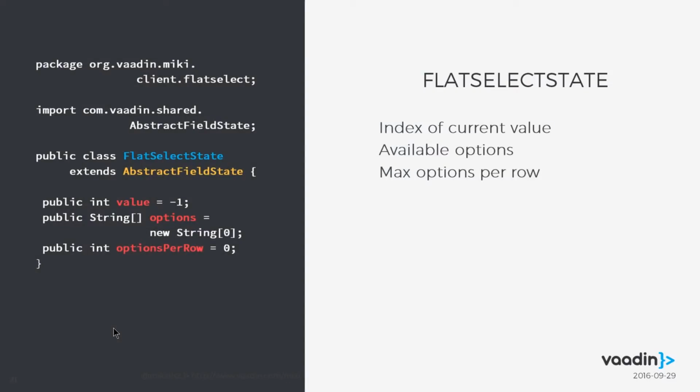So this is how our component's state will look like. We need to store basically three things for the client side to render properly. We need to have an index of a current value, so which of the current values is selected. If it's -1, as in here, well then that means no value is currently selected. We need to pass available options, and then we need options per row. So how many elements per row of buttons we are going to accept, and if it's 0, then we're just going to accept all of them in one row.